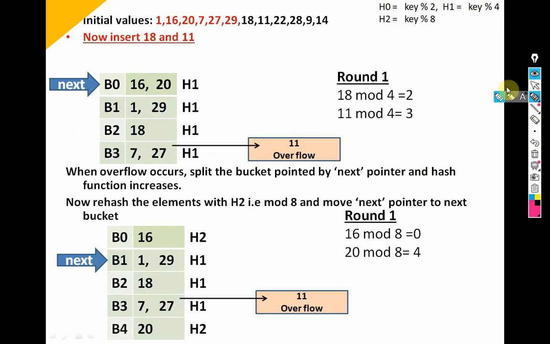Now, what I'm doing is, I want to insert 18 and 11. 18 mod 4 is 2. So 18 is to be placed in the second bucket. 18 is placed in the second bucket.